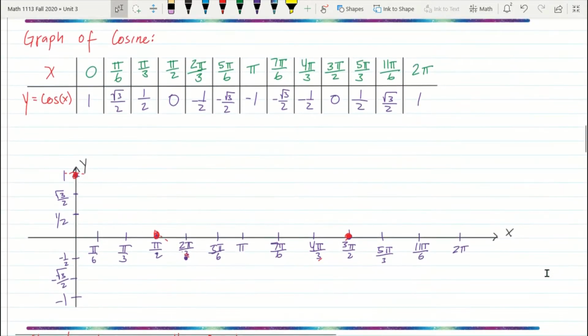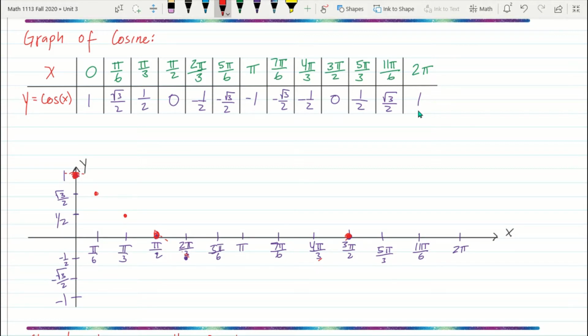Then let's talk about the function cosine. Same as before, right? Here are the x values that we got from the unit circle, and if we plug them into the function cosine, or we're evaluating the function cosine at these values of x, these are the corresponding values that we get. So if we were to graph this, at 0, the function equals 1. At pi over 6, we get square root of 3 over 2. At pi over 3, we get 1/2.